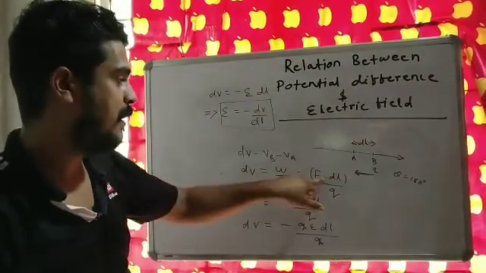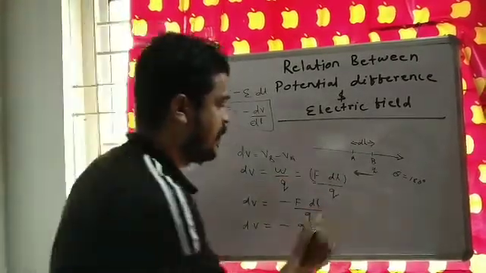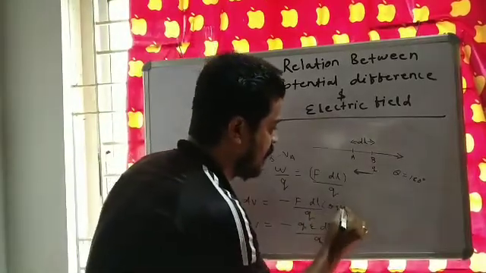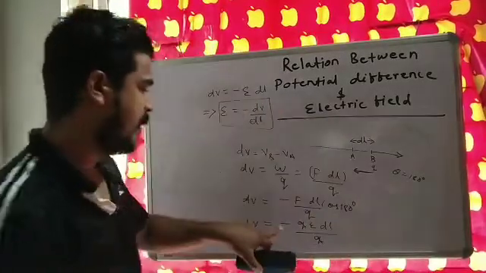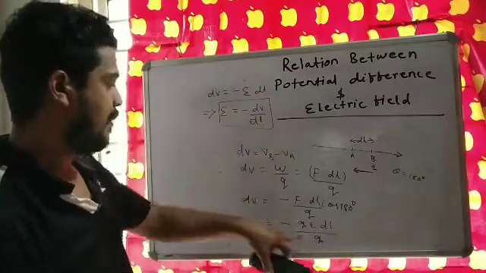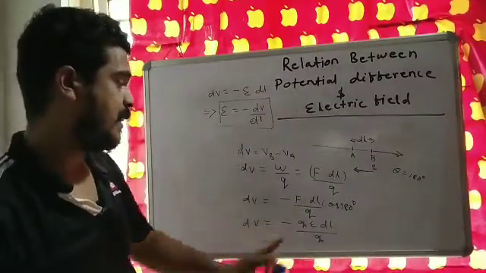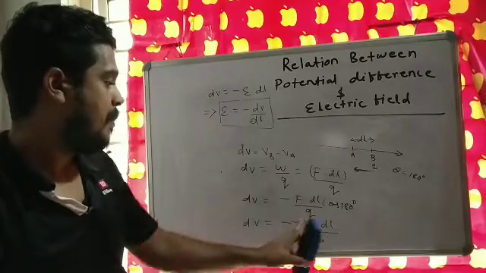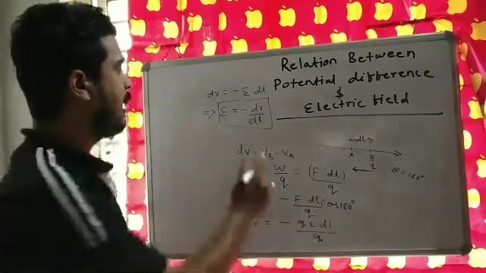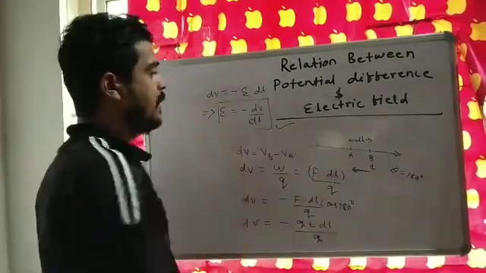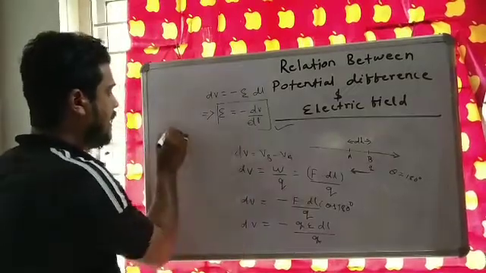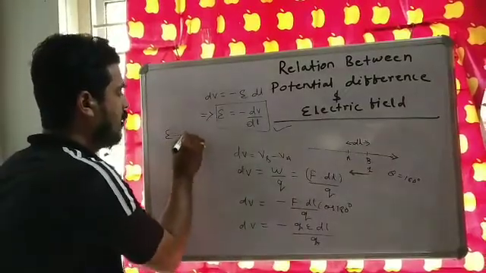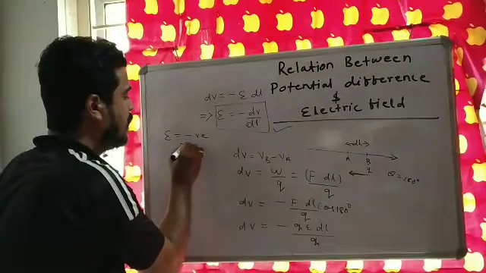Work done is F dot dl, which means F dl cos 180, which comes as minus F dl, and in place of F I have used QE. So Q is getting cancelled. Finally I get dV equal to minus E dl. After rearranging, I can write that the electric field is nothing but the negative potential gradient.